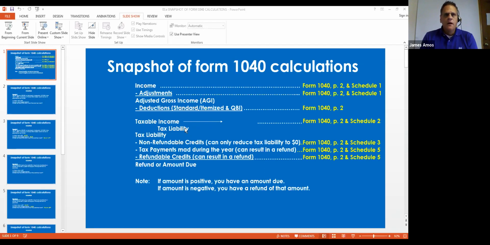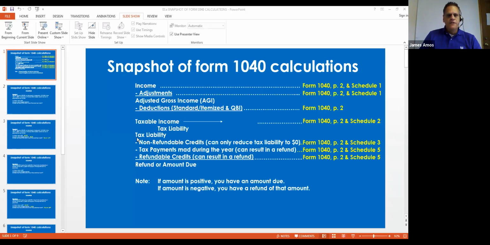So, for example, you might have $10,000 of taxable income. We go to a table to look up how much tax you're supposed to pay. So maybe the amount of tax you're responsible for is $1,000. Now, you might have already paid that out of your paychecks, but still that's your tax liability. That's the amount you're responsible for the year.